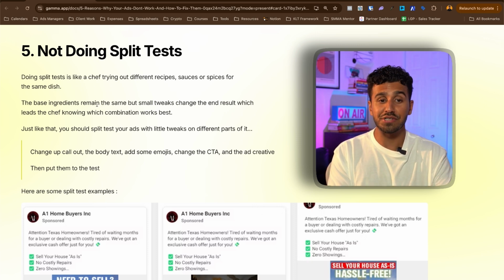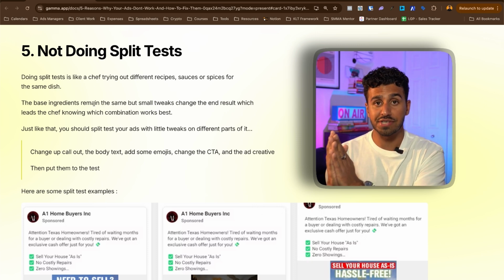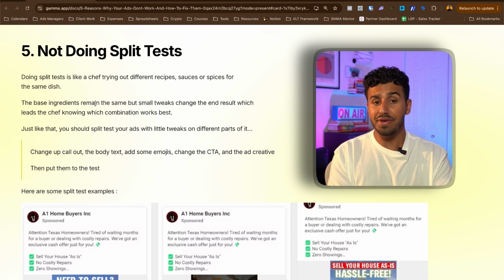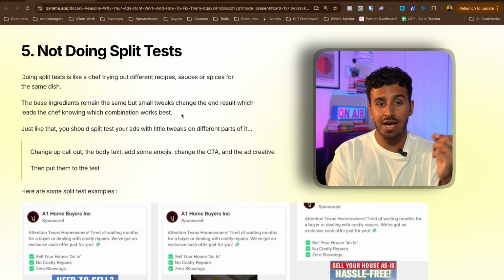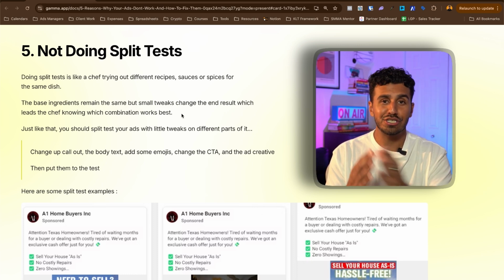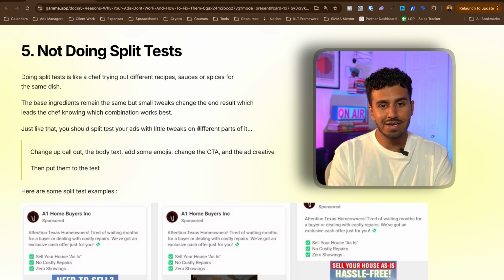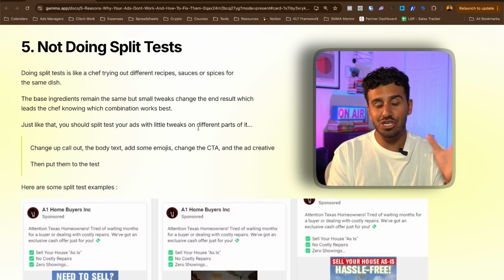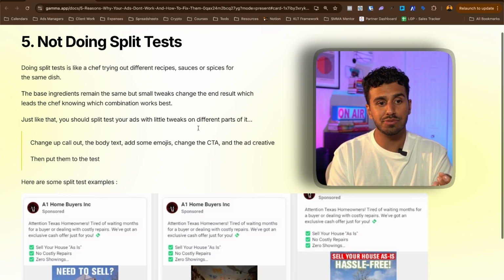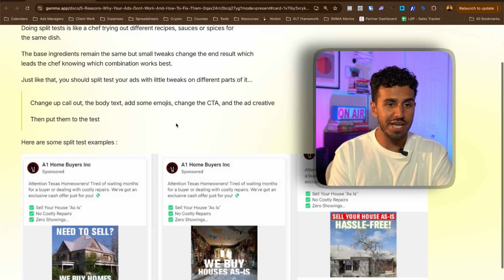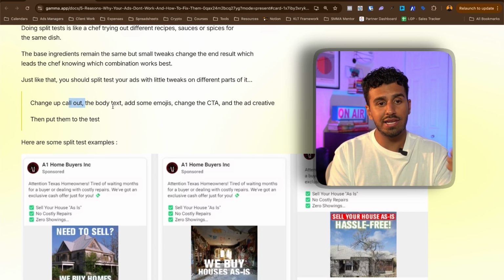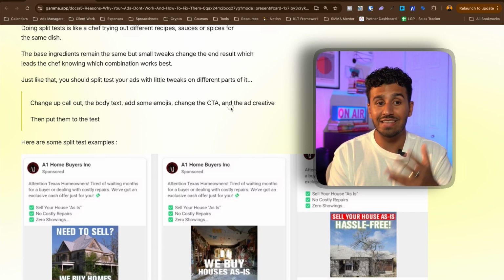So the base ingredients are going to remain the same, which is your offer, for example, like a home evaluation, but you're going to make small tweaks and change the end result, leading to the chef, or in this case, the advertiser, knowing what works best, right? So just like that chef analogy, you should tweak your ads to ensure that you're getting the best possible results, right? So things that you can change are the call out at the beginning, your body of text, possibly adding some emojis, your call to action, and the ad creative.